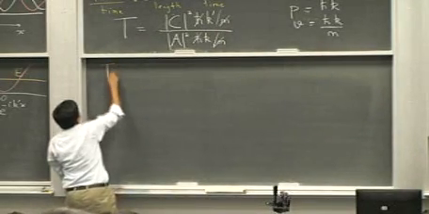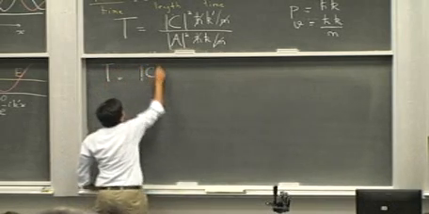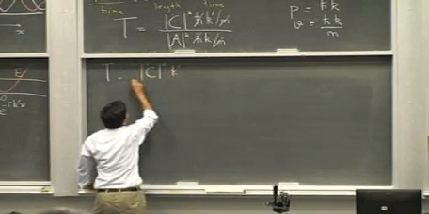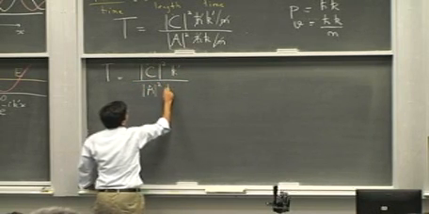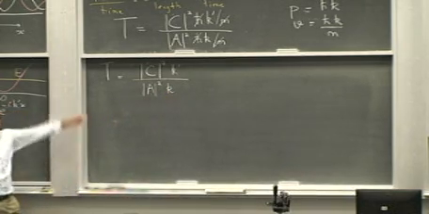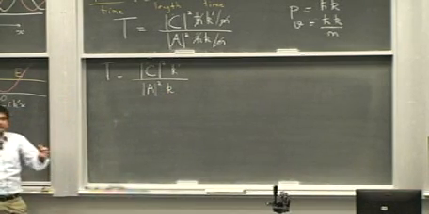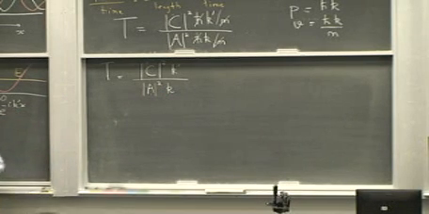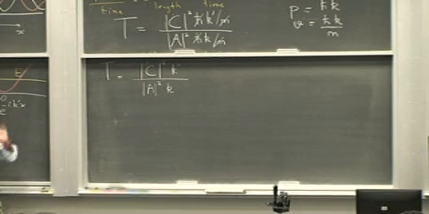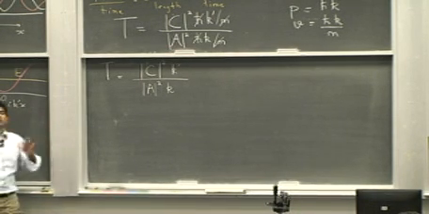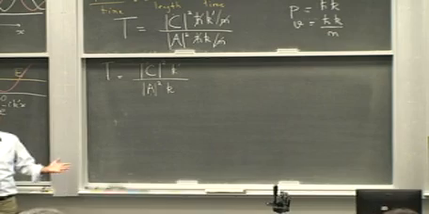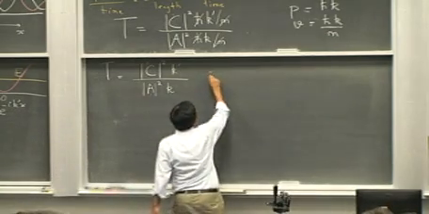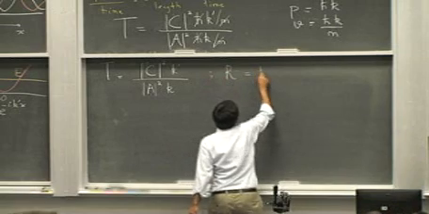So the transmission probability is |C|² k' over |A|² k. This is the transmission probability. The probability that a single particle impinges onto this step, with what probability does the particle move ahead? And what's the probability going to be for the particle to be reflected? It's just going to be 1 minus T. So R is going to be 1 minus T.